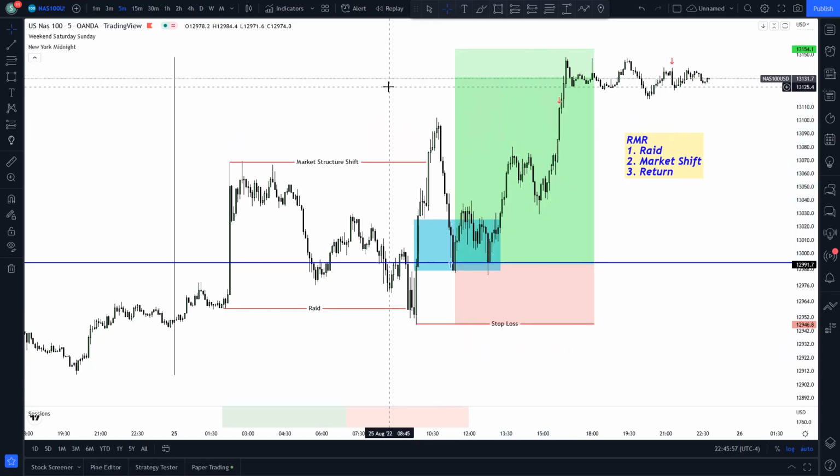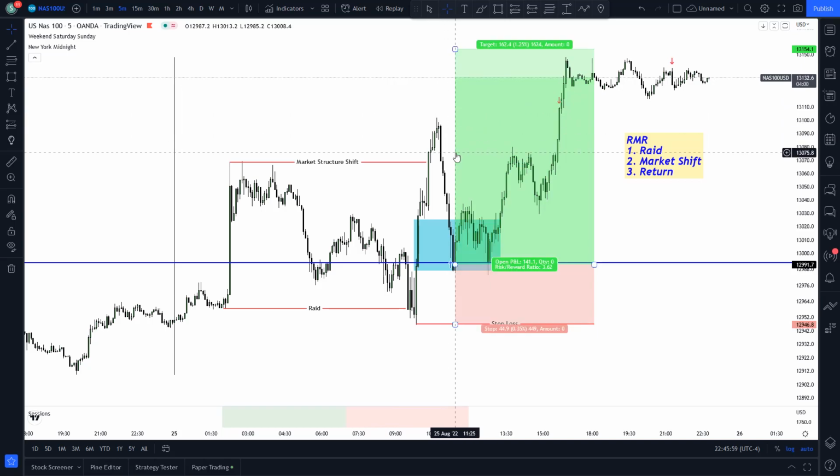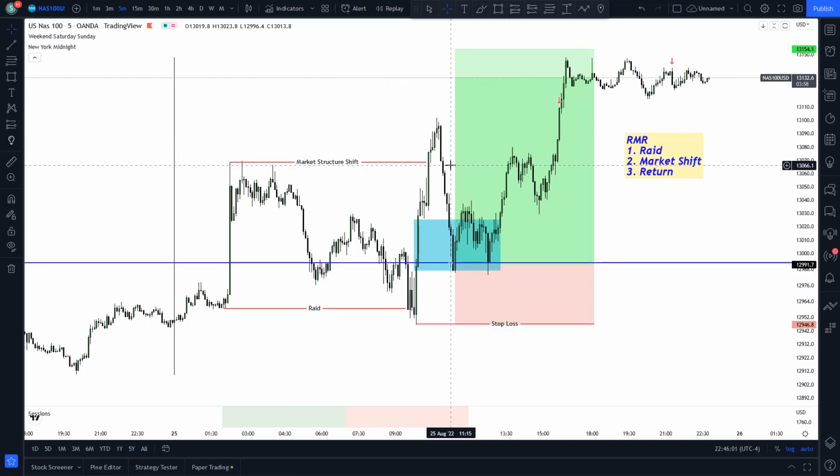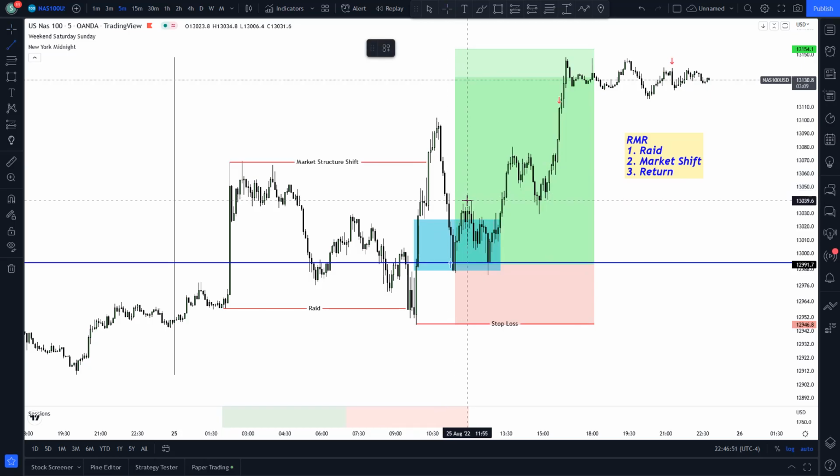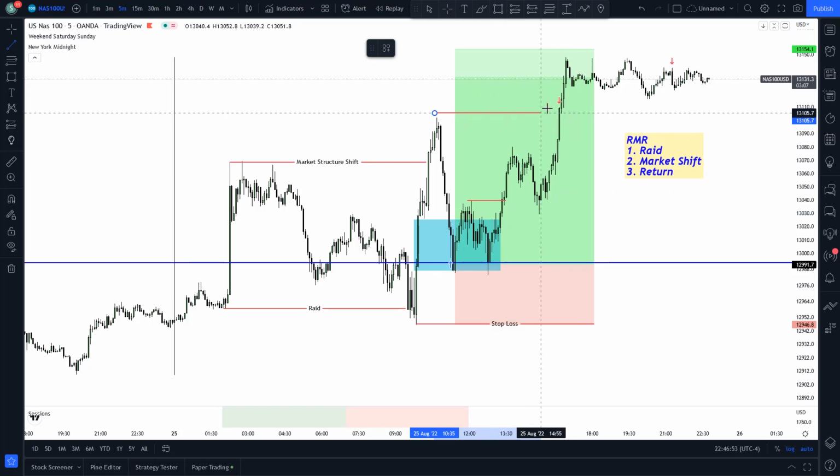So for your objectives and your partials, there are no right or wrong ways to do this, as long as they're taken in logical areas. I guess that means there is a wrong way to take partials if you're illogical with your decisions. But generally, all my partials are taken at areas of gaps and areas of liquidity. So different swing highs and different gaps.